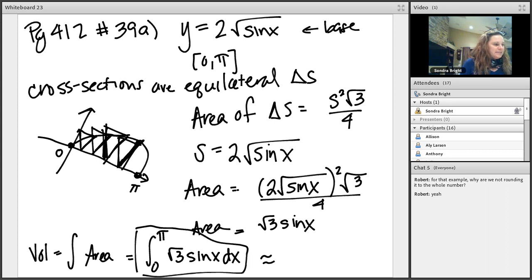Then you'll put it into fnInt, and you can definitely do this by hand. Oh crap, I did it by hand, so I don't have an fnInt answer. The exact answer is 2 rad 3. And then you can put it in your calculator and check.